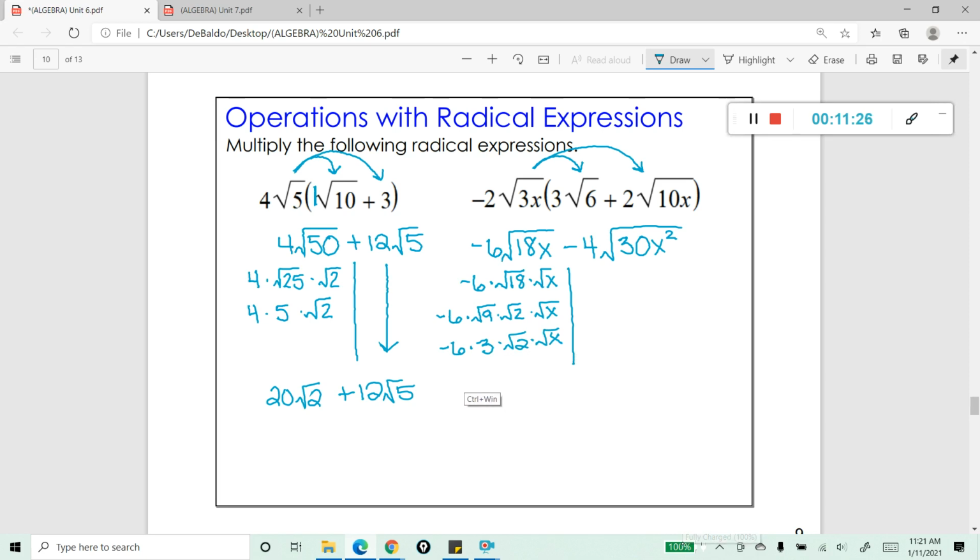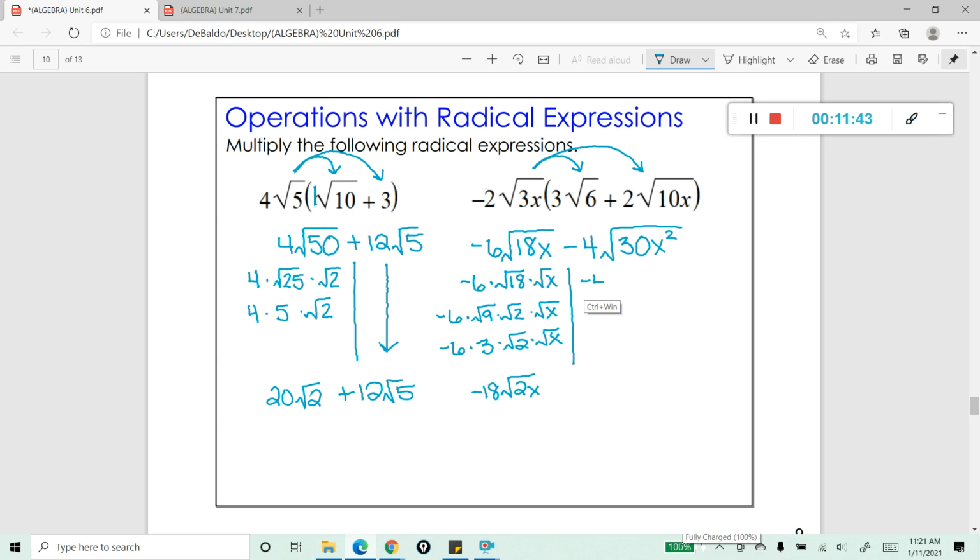All right, here we go. Negative 6 times 3 is negative 18. And I'm going to smush those radicals together because of the product rule. I can smush it together, which will give me root 2x. Now that's just the left side. Let's go ahead and do the right side now.